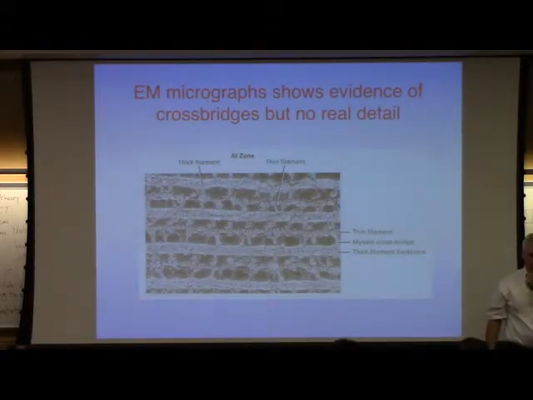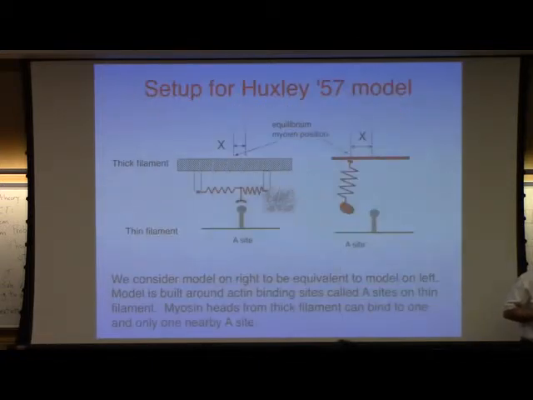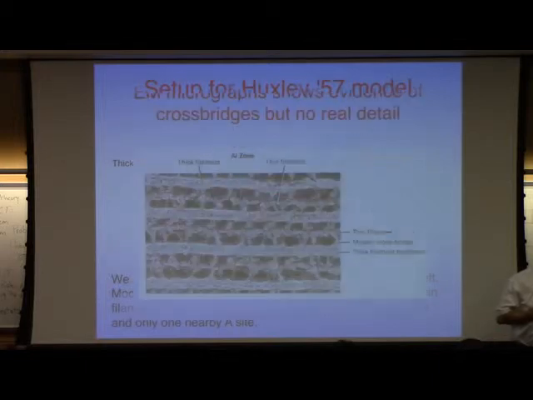So this is just to remind you what they knew in the 50s when this model was developed. This was the level of resolution they had. They didn't know about myosin. They didn't know about the head structure. They didn't understand about ratcheting. They could just see that there were thick filaments and thin filaments and some kind of connection there that they called cross bridges. So this model that Huxley came up with made as much sense as anything at the time.